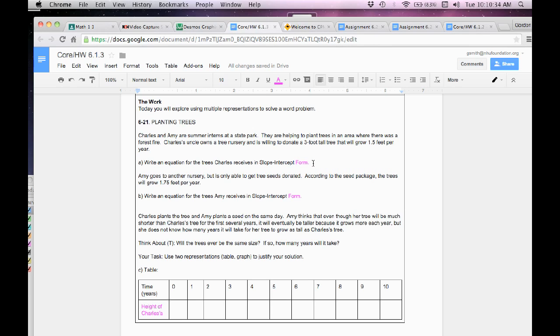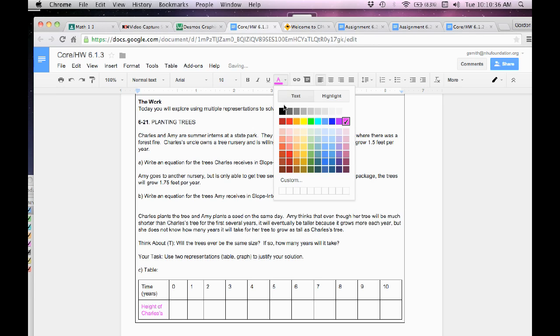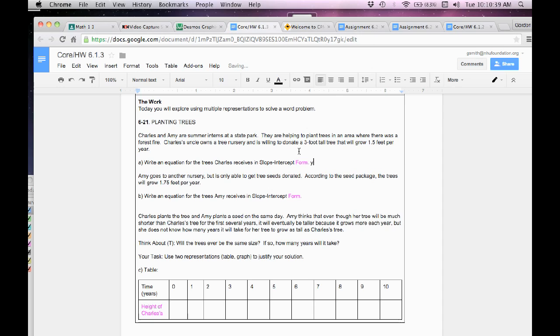So this equation is going to be y equals the slope, which is 1.5x, plus the start value, or y-intercept, which is 3. And that is the equation for Charles's trees.